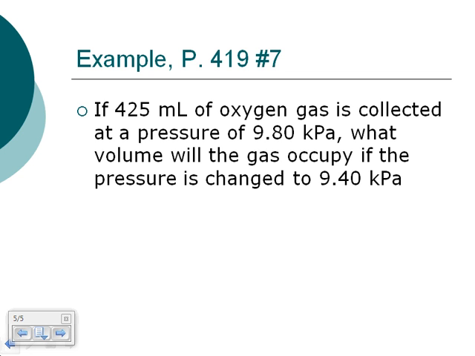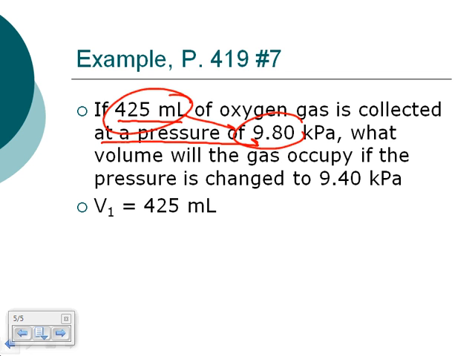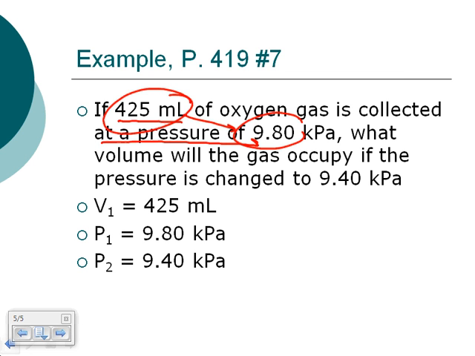The first thing you're going to want to do is write down your knowns and unknowns. You want to write these down. V1 is equal to 425 milliliters. That's what we have at the beginning. If 425 milliliters is collected at a pressure of... So you know that these two numbers go together. Those are going to be your V1 and your P1, so you need to write those down. Keep those together. That's what I meant by keeping your things together. It says if you change the pressure to 9.40 kilopascals, what will the new volume be?